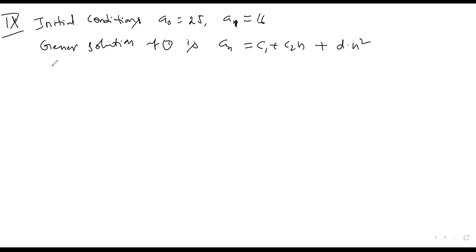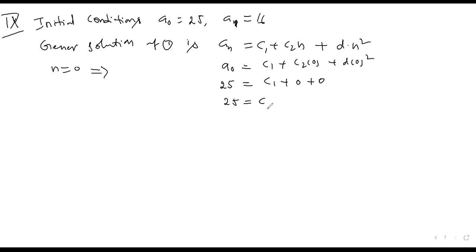Here, just substitute n equals 0. Then a0 equals c1 plus c2 into 0 plus d into 0 square. Finally, a0 is 25, already given. So 25 equals c1 plus 0 plus 0. Finally, you will get 25 equals c1. Here we got the c1 value.